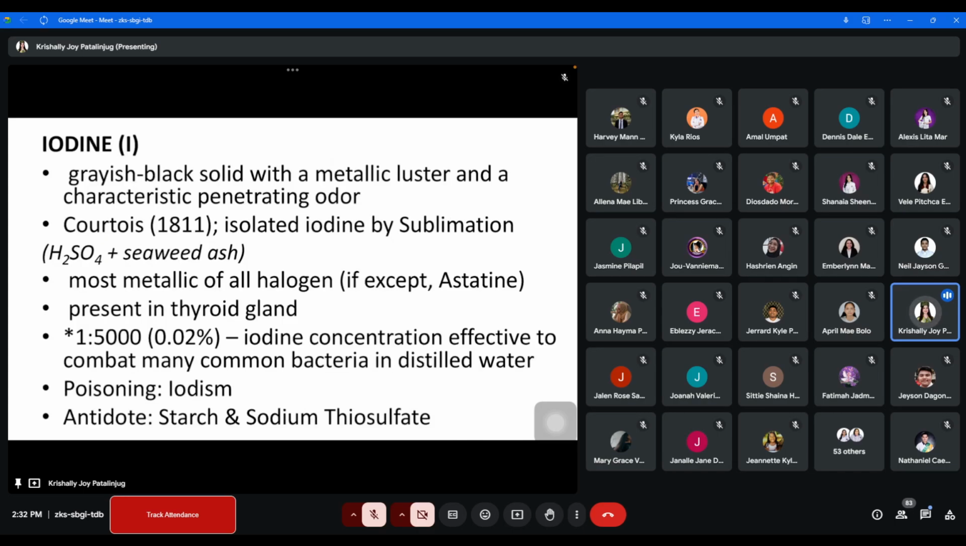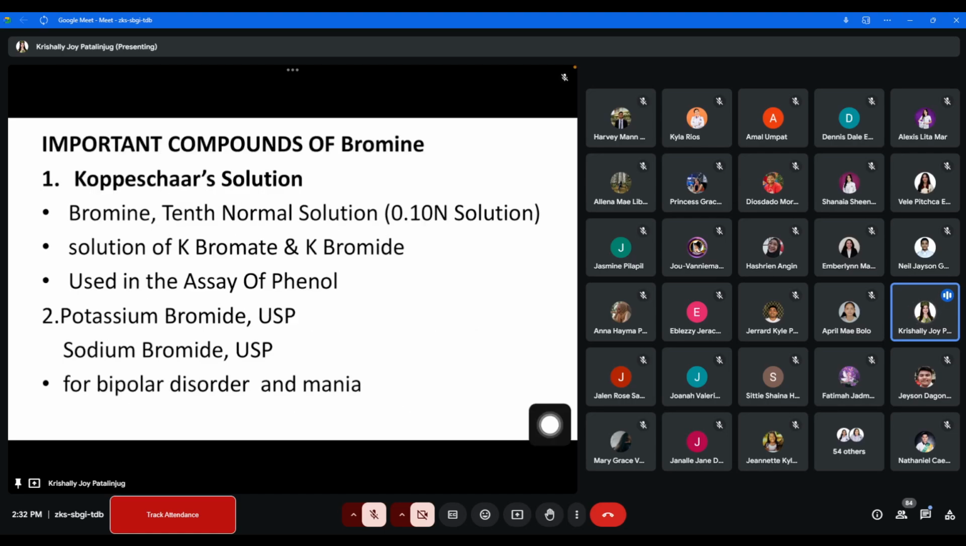Ito, the compounds of bromine, yung may clinical use dito on the list is yung number 2, potassium bromide, sodium bromide, USP, prophylaxis treatment for bipolar disorder and manic attacks. Ito is analysis 1 siya, yung regarding sa titration assays of compounds. We have a solution containing bromine at 10th normal solution. Ginagamit siya for the assay of phenol. Okay, Pastur's solution.